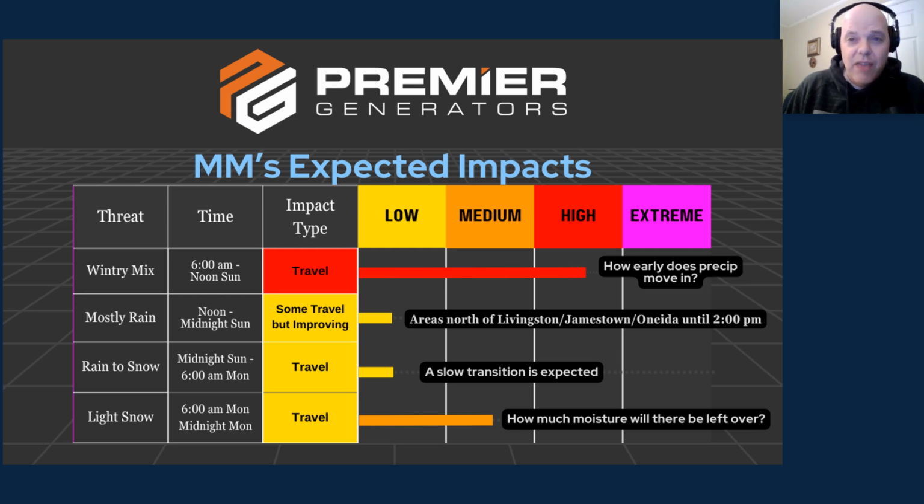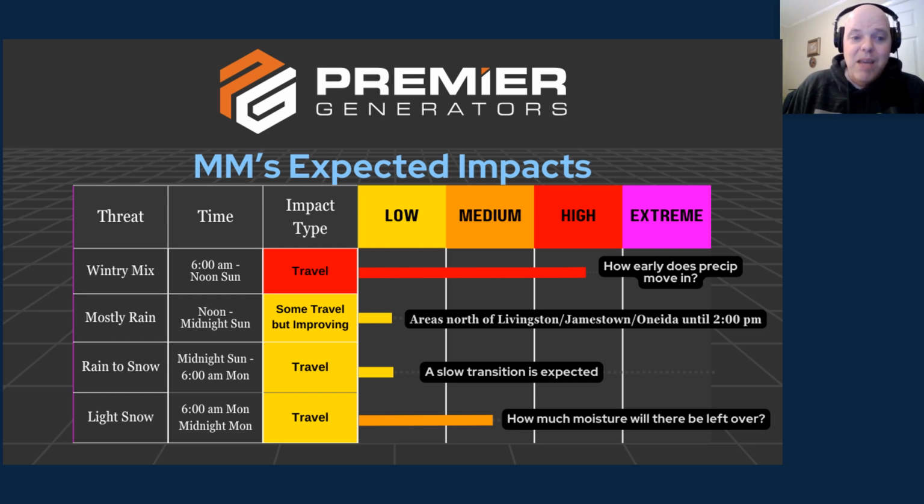North of that yellow line that I had on the map before, from Livingston to Jamestown to Oneida and points north, you may stay below freezing until at least 2 p.m. There are indications that the rest of us might go beyond noon as well. I'll keep a close eye on that. But travel should be improving. Conditions should be improving after the noon hour. Anything before noon, though, I wouldn't fool with it.